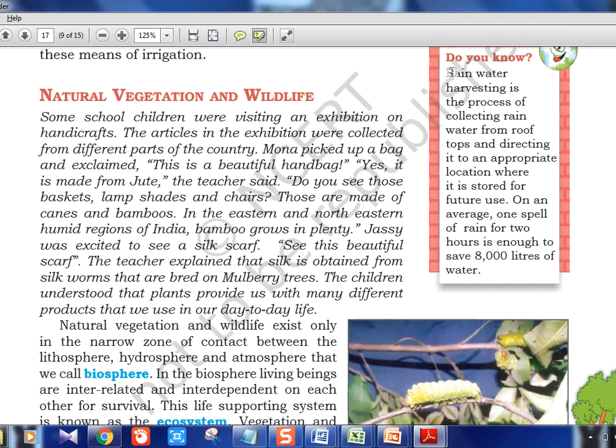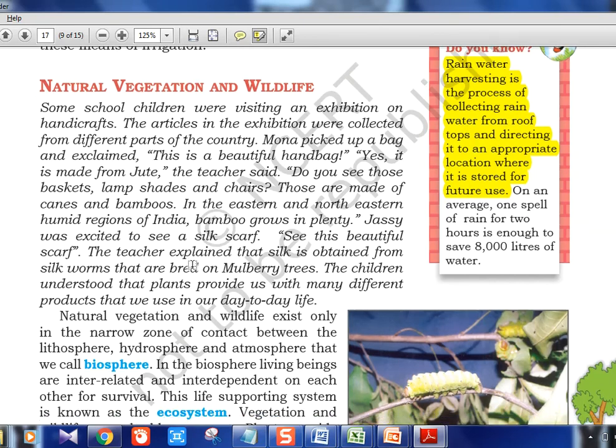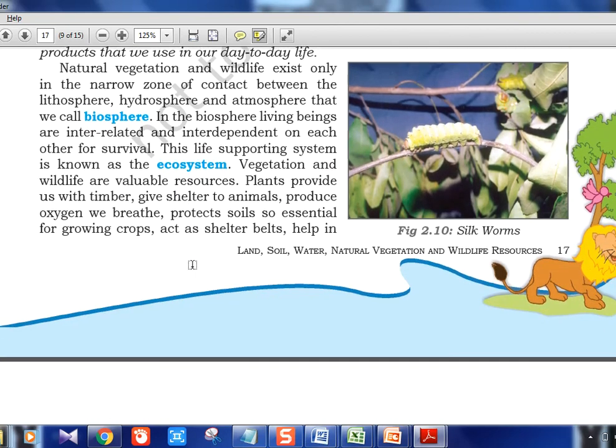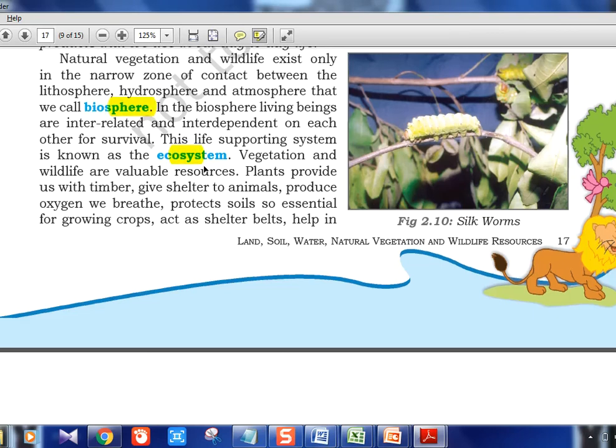Rainwater harvesting is a process of collecting rainwater from rooftops and directing it to an appropriate location where it is stored for future use. So collecting the rainwater on the rooftop and later using it for something else is called rainwater harvesting. That is being promoted in most cities, especially by the district collectors. They are taking a lot of steps in different districts. When you also become an officer, you will have to focus on such activities where we can protect the environment. Biosphere, hydrosphere, ecosystem and all, these are basic definitions we have already done in previous chapters.